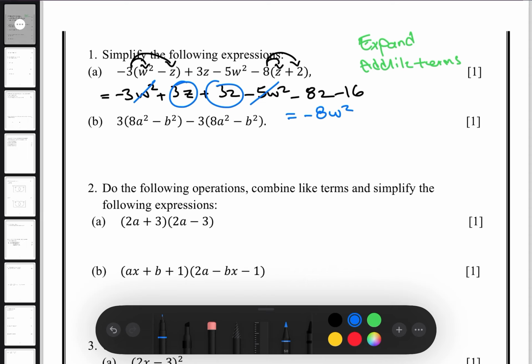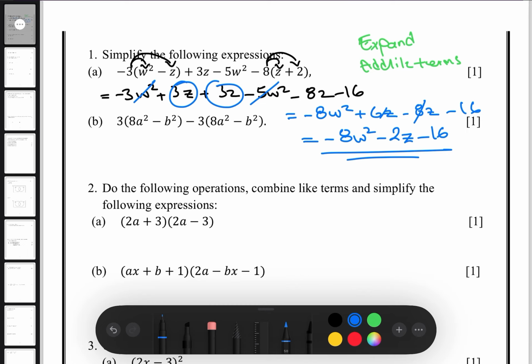And then I have 3z and 3z, so they add up. Actually, they give me 6z. And then I have negative 8z, so I have to subtract the 8z here. I forgot about that. Minus 16. So minus 8z plus 6z is going to give me minus 2z. So I'm going to get minus 8w squared minus 2z minus 16. This is particularly useful for some of the SAT math simple parts.